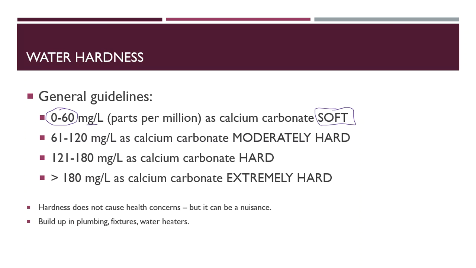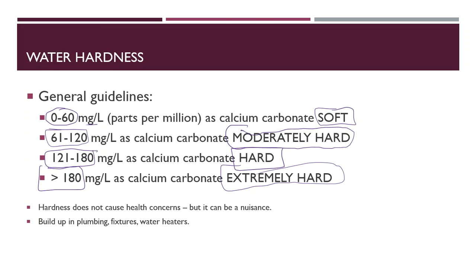Well, if you go above a 60, so now 61 to 120, so notice we doubled that amount, 0 to 60, and then 60 times 2 is 120, right? So 61 to 120, you are in the realm of moderately hard. Then it can go higher. 120 plus another 60 goes to 180, so 60 is the increment here. And 120 to 180, you're looking at hard water. And then if you're greater than 180, then you have extremely hard water.